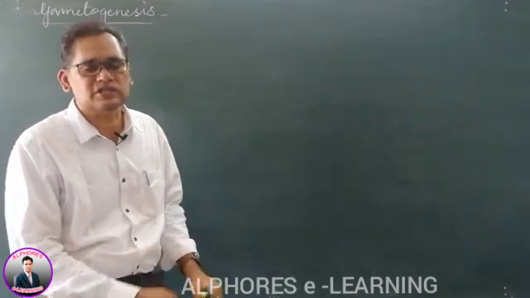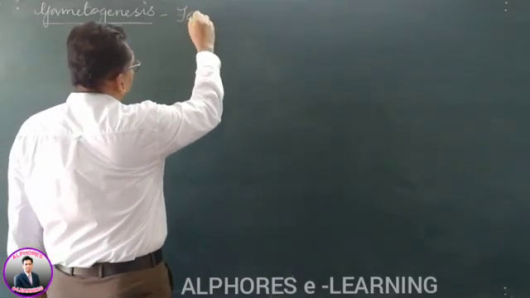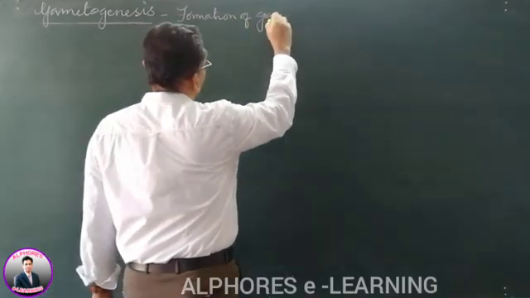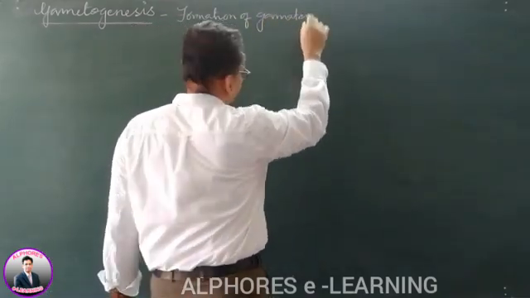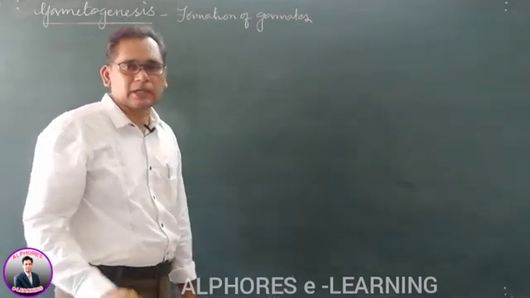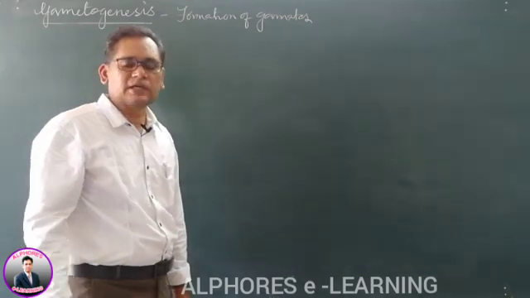Formation of gametes is called gametogenesis. Now gametes are formed in the primary sex organs, testis in males, ovary in females.